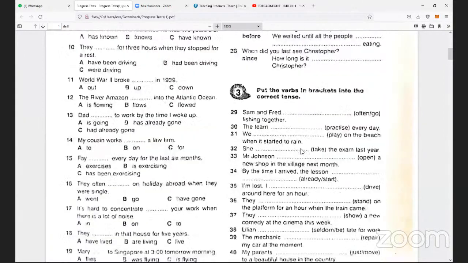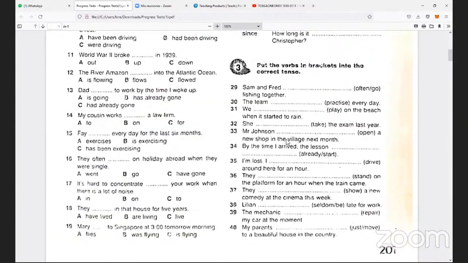Excellent. Now, in this third part, it says that we have to put the verbs in brackets into the correct sentence. We have to use these two words. In some cases you have one, in some other only two. So try completing with the words that you have in parentheses.